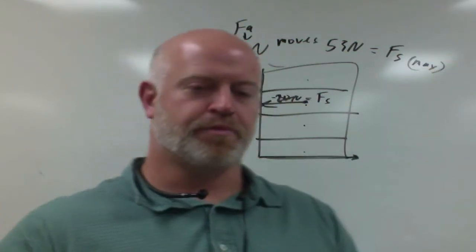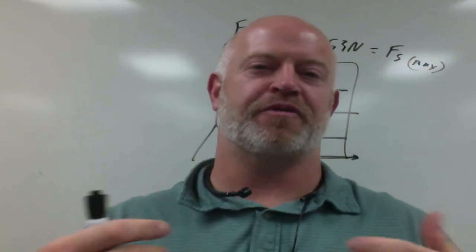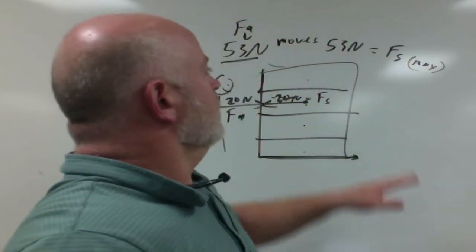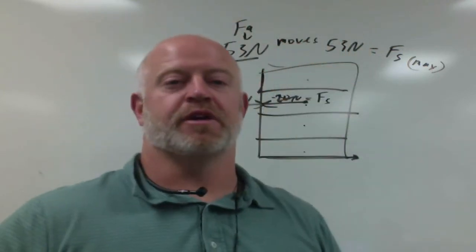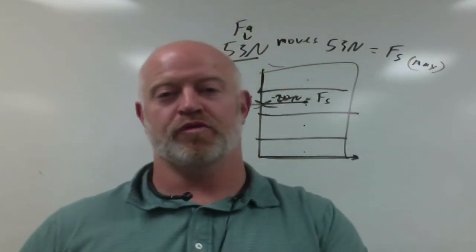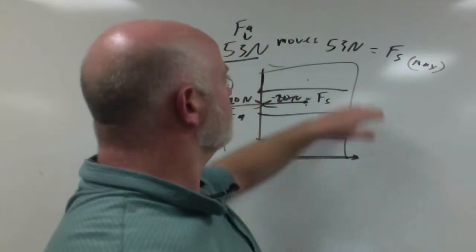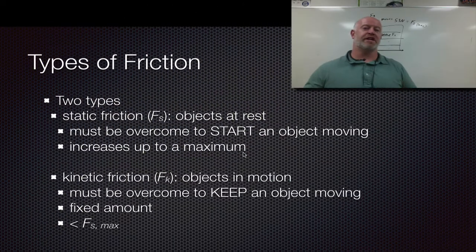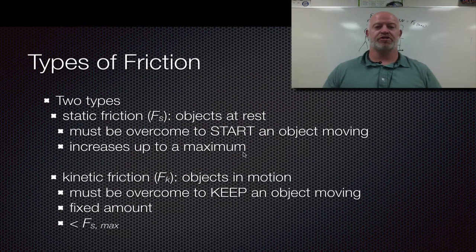So the point right at, or basically the instant before, it starts to move is the maximum amount of static friction something can have. This number is important to us because it tells us the break point between moving and not moving. It is our static friction maximum value. Now, once you have it moving, we no longer have static friction. We now have kinetic friction.